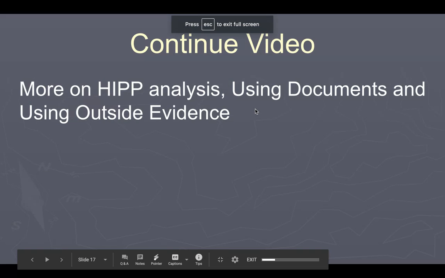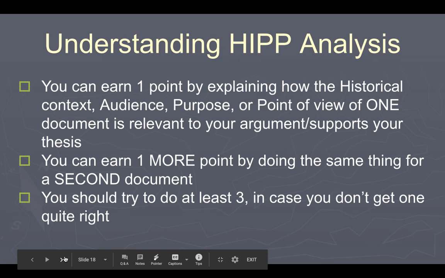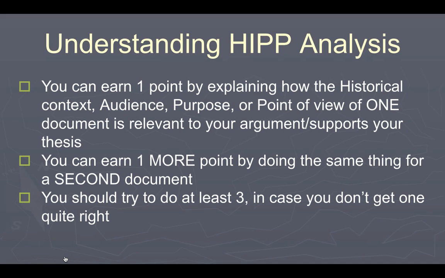Okay, for the rest of this video, we are going to take a look at how do you include HIP analysis into an actual paragraph. And then again, also paying attention to that outside evidence. So again, understanding the HIP analysis for this year's DBQ AP exam, you can earn 1 point by explaining the sourcing or the HIP of at least one of the documents, being able to explain how it is relevant to your argument or supports your thesis. So again, it's not just saying this is the historical context or the audience or the purpose or the point of view of the document, but actually taking the time to connect it to the support of your thesis.